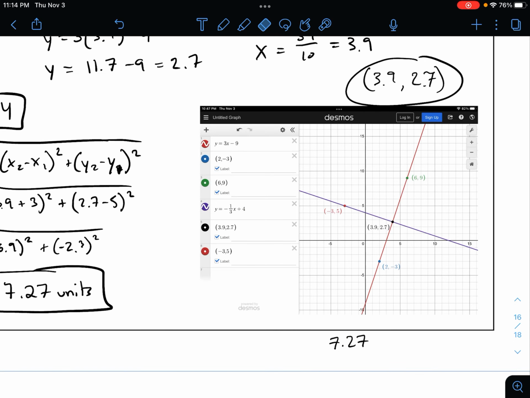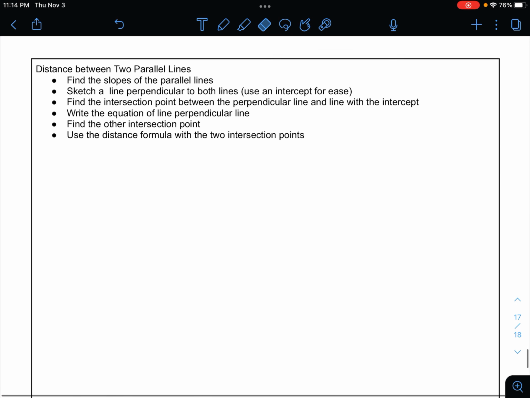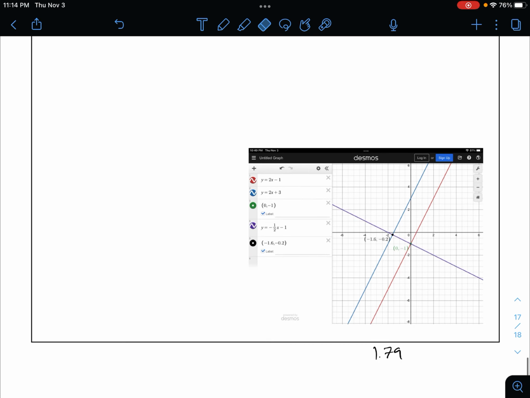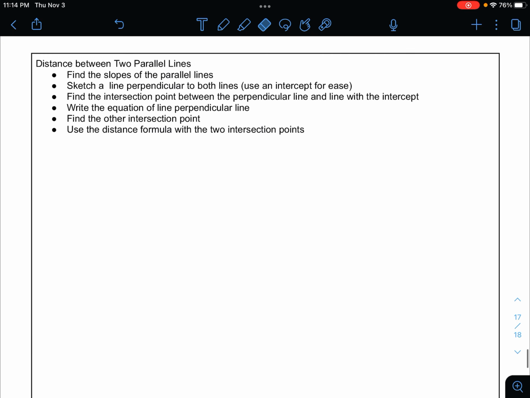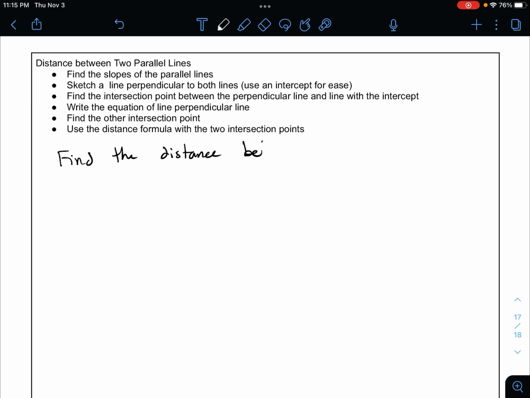All right, let's try another one. This time we're looking for the distance between 2 parallel lines. So you can imagine this is what the situation is going to look like down here. Desmos is a great graphing tool, so you can use Desmos. I'm going to give you a problem. Let's say we want to find the distance between y equals 2x plus 3 and y equals 2x minus 1.